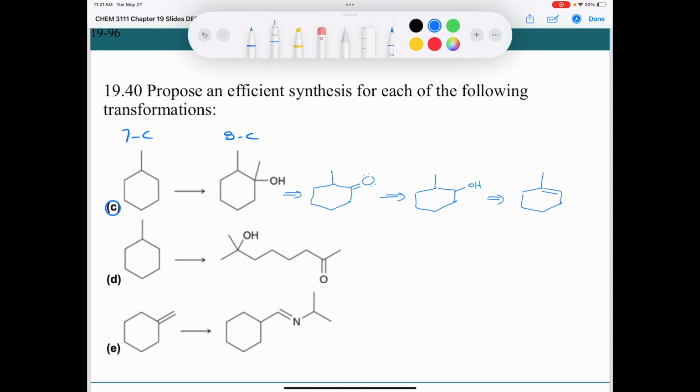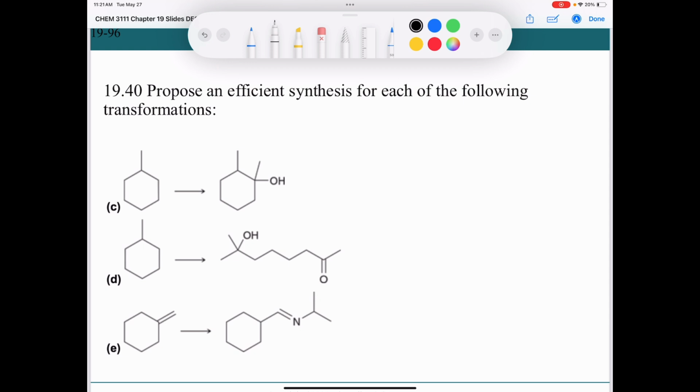And I know that since I'm just starting out with an alkane, the first step has to be bromination. And then I could just treat it with an unhindered base, and that would give me my alkene. Then I'd do hydroboration oxidation to give me the alcohol. Then I could oxidize with PCC or Swern or chromic acid even, and then I just do my Grignard chemistry. And so that's the whole retrosynthesis laid out.